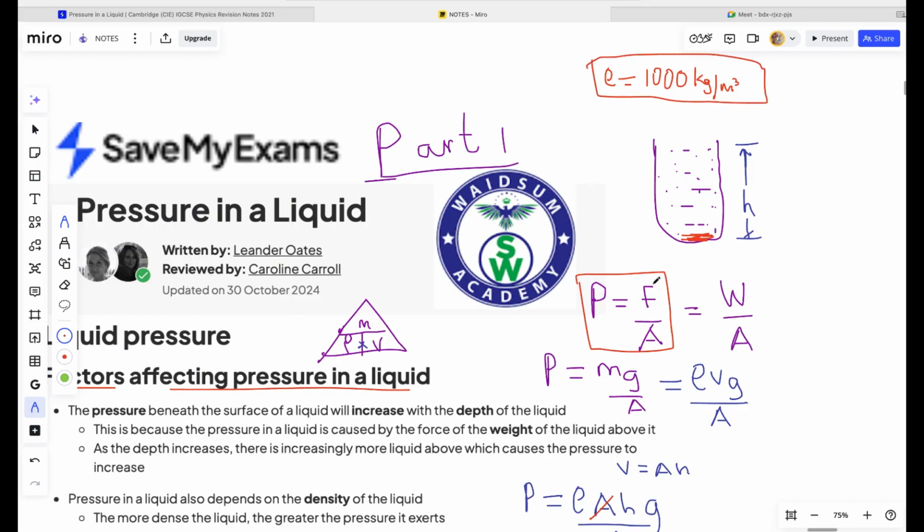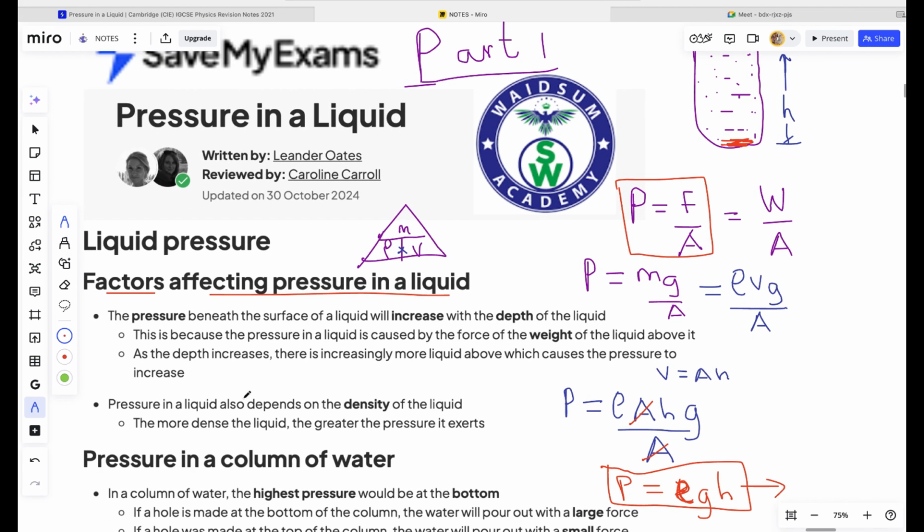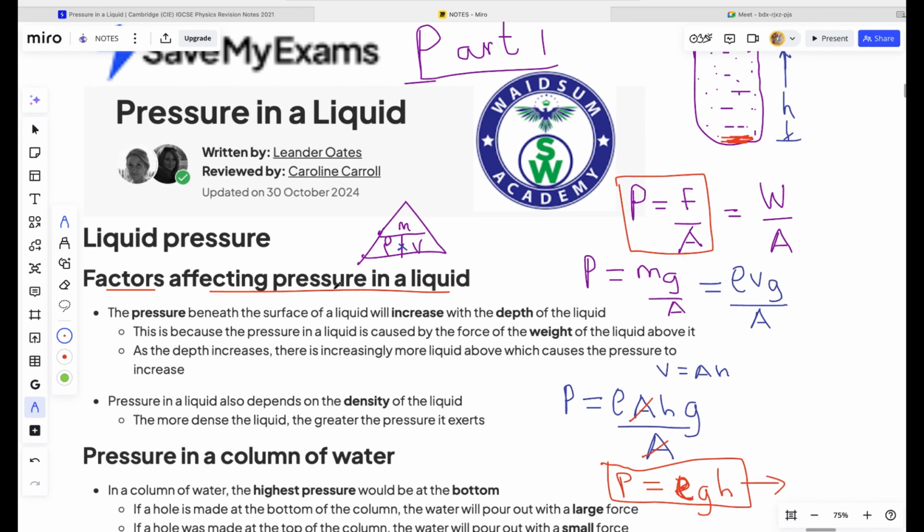So one of the factors that affect the pressure in a liquid is the density of the substance of the liquid itself. If the liquid is oil, then it is the density of the oil that determines how much pressure will be at the bottom of the container. If the liquid is water, it has a very high density, so the pressure at the bottom will be high, because density is one of the factors we just derived from the formula.